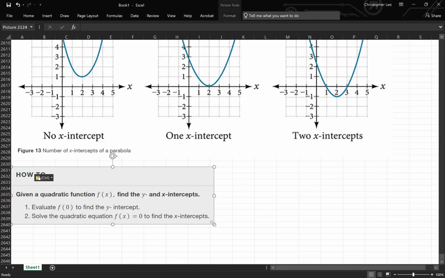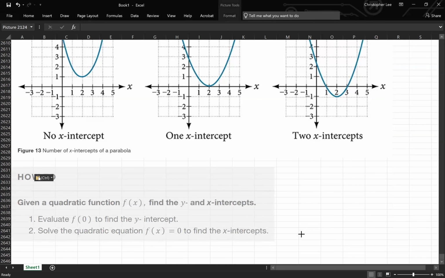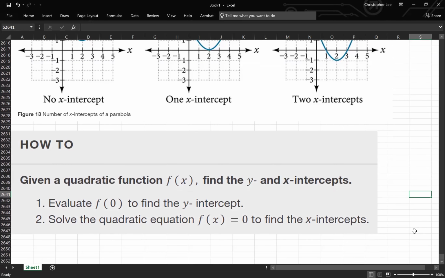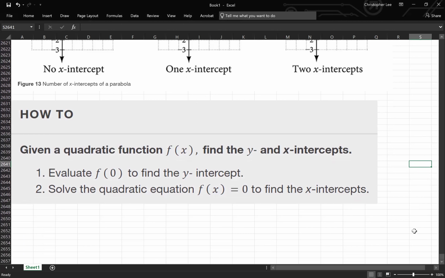So given a quadratic function f of x, we want to find the y and the x-intercepts. Step one, evaluate what f of 0 is to find the y-intercept. That means you plug in 0 for x, and whatever number is left over, that's your y-intercept. Step two, solve the quadratic equation f of x equal to 0 to find the x-intercepts.